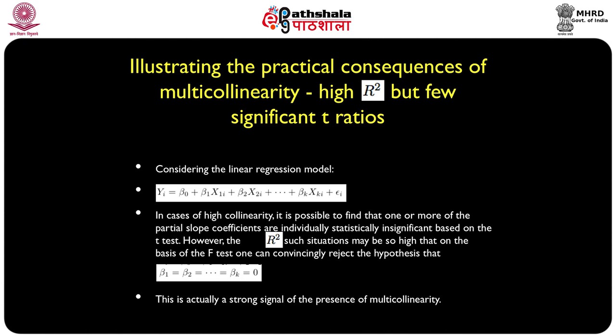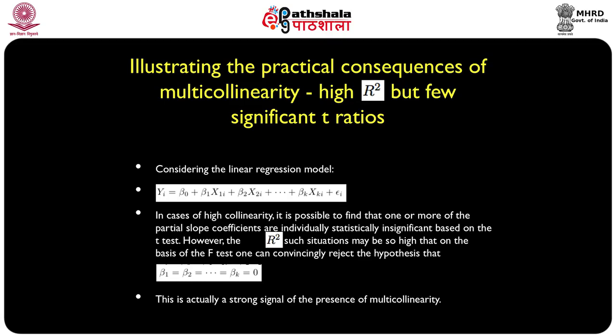And the next practical consequence of multicollinearity is the high values of R square but very few significant t ratios. Let us consider the linear regression model yi equals beta naught plus beta 1 x1i plus beta 2 x2i plus beta k xki plus epsilon i. In cases of high collinearity, it is possible to find that one or more of the partial slope coefficients are individually statistically insignificant based on the t-test.